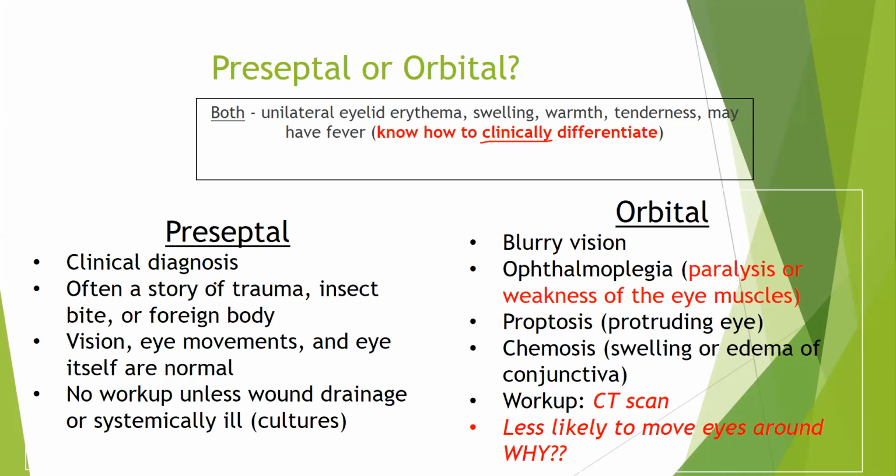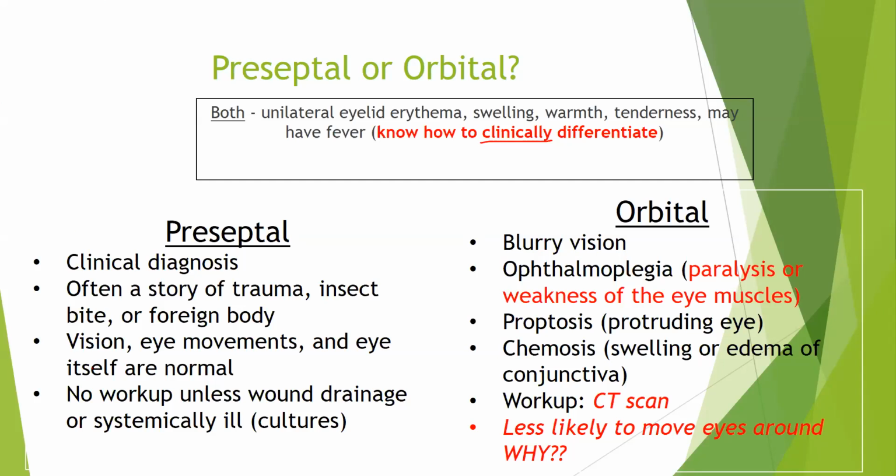There's often a story of trauma or some sort of foreign body or some sort of insult to the eye, and then they may have some slightly decreased vision or weeping fluid in the eye, maybe a little bit of blurring of vision, but they can clear it. Their eye movements do not hurt, and the workup is usually just start them on an antibiotic. We may get a culture for a workup.